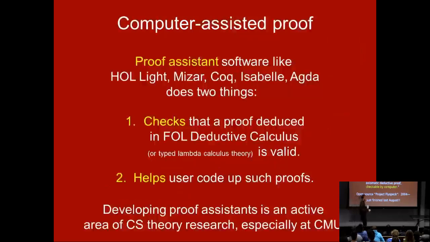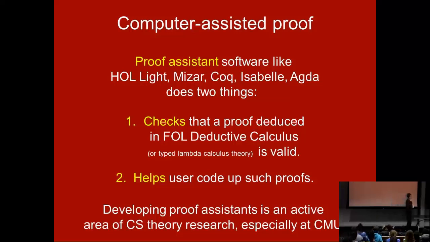So let me talk a little bit more, in the last 6 minutes, about what this means. Computer-assisted proof is an interesting topic. There's something called a proof assistant, which is a kind of software. Here are the names of some well-known proof assistants: HOL Light, Coq, Isabelle, etc.